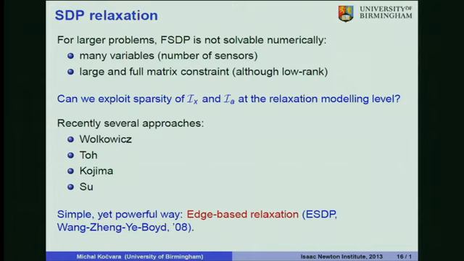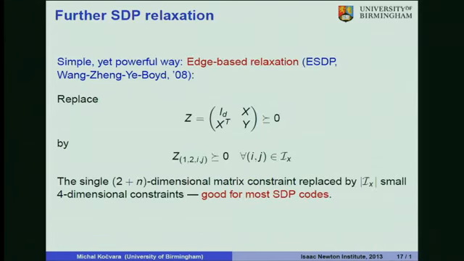But in the rest of the talk, I will consider something which is called edge-based relaxation, and there is a simple idea how to replace this big matrix inequality constraint. Why is that big? Those are rectangular matrices which are narrow and very long. So the number of sensors is one dimension, and we may have thousands of these sensors. The other dimension is small.